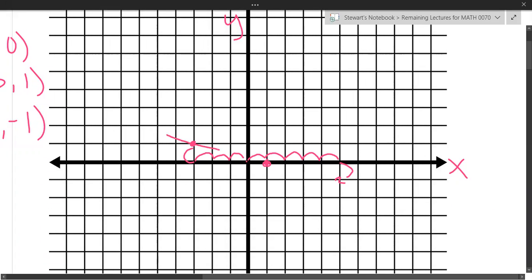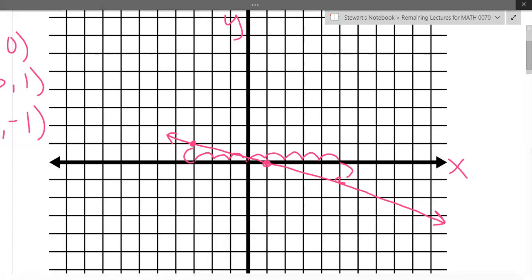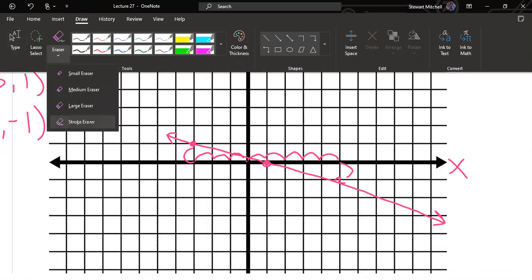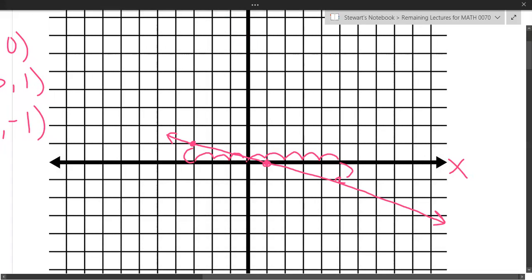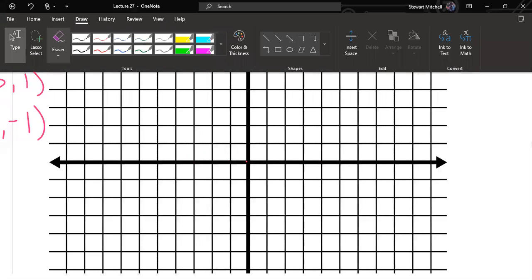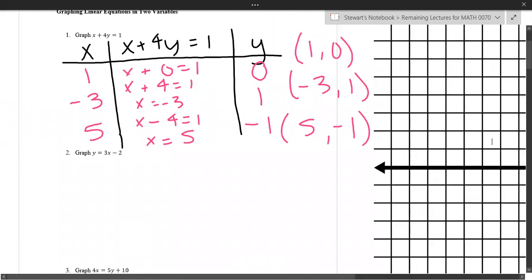And then if we draw a line through these, this is our line. We just graphed this line. So now I'm going to erase this so we have a clean slate for the next one. Okay, so now we're graphing y equals 3x minus 2.